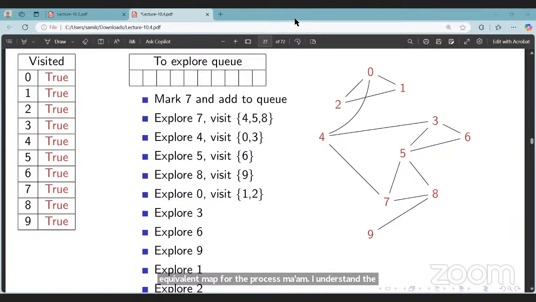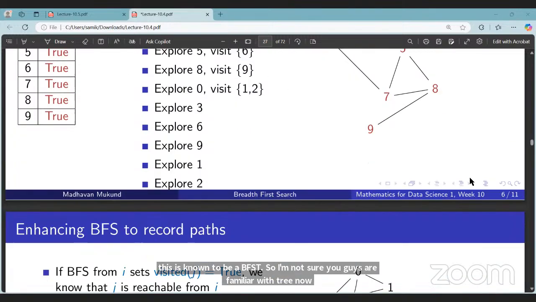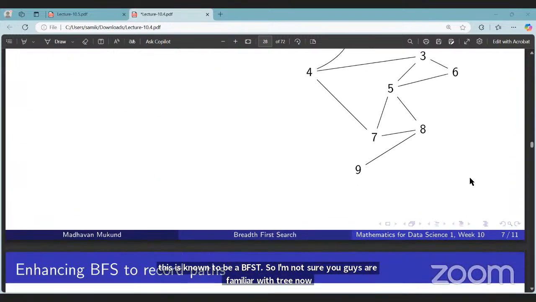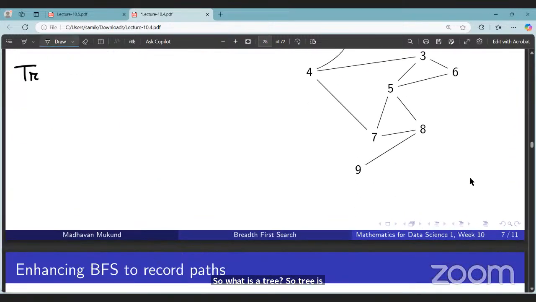See, for every BFS process, there is one tree attached to it. This is known as a BFS tree. I am not sure you are familiar with trees yet. So what is a tree? A tree is just a special type of graph. So it's again a graph.